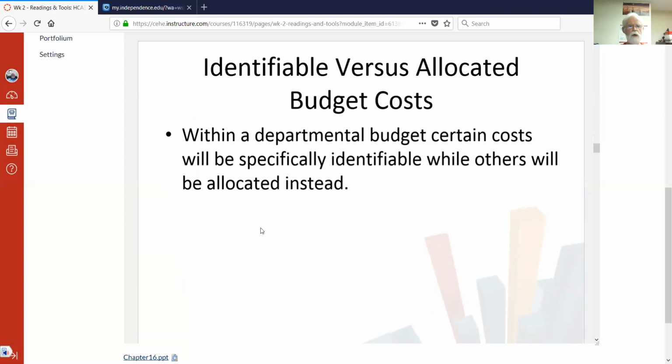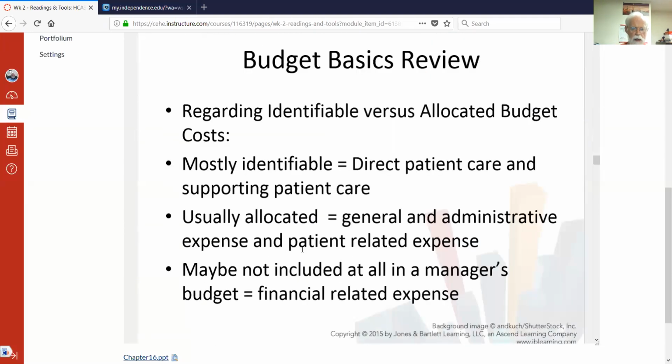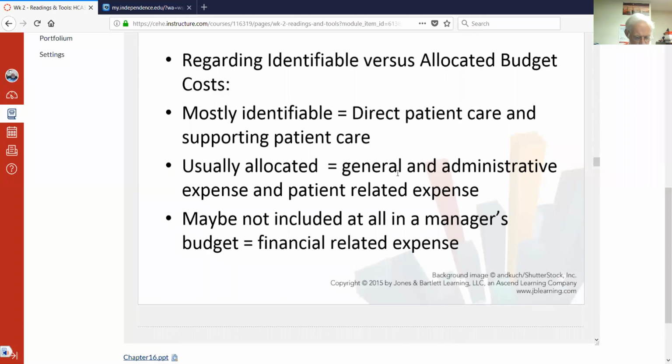So identifiable versus allocated costs. Some things are easily identified, others have to be allocated. Mostly things like identifiable direct patient care and supporting patient care can be directly identified because we can pull them right out of the medical records. And we can say we spent X amount on patient care, and we have lots of historical data that we can deal with when we're doing our budgeting.